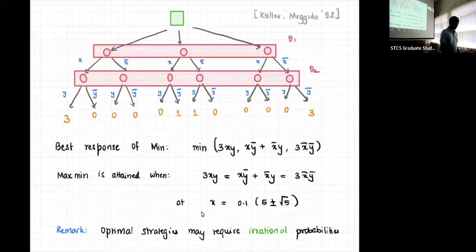Now, the point of this example is to say that sometimes your behavioral strategies may even require irrational numbers. So the optimal probabilities could be achieved at irrational values. Okay, so let's just remember this. It will be helpful later.